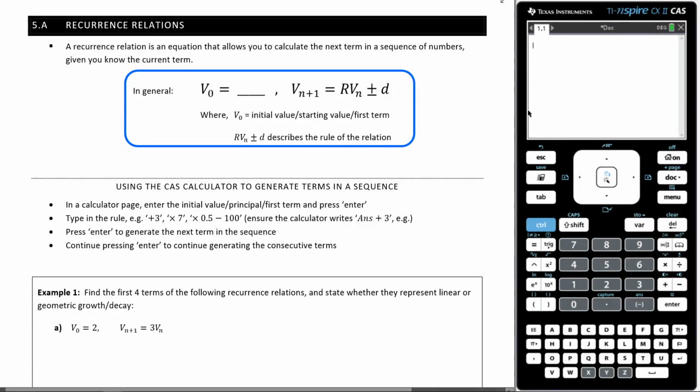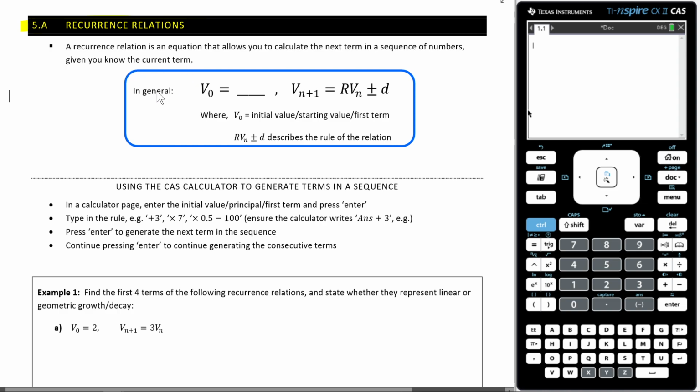All right, we are now officially going to start going through 5a. So this is 5a recursion relations. All right, let's give this a read. It says a recursion relation is an equation that allows you to calculate the next term in a sequence of numbers given you know the current term.